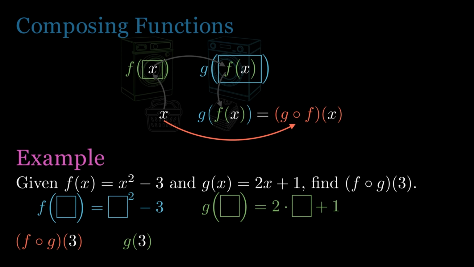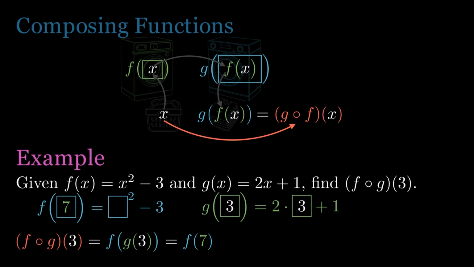So our first task is to evaluate g of 3. We are throwing 3 into g, it transforms it, and we get 2 times 3 plus 1, which is 7. So g of 3 is 7, and now we remember that we are really computing that composition, so we have to apply f on top of g. So f on top of g of 3 means f on top of 7.